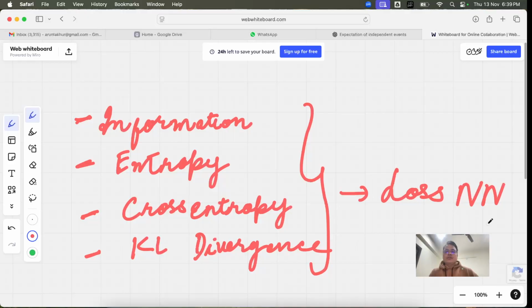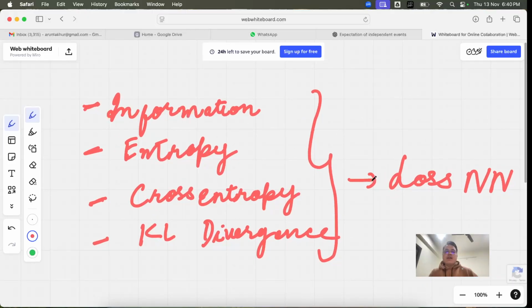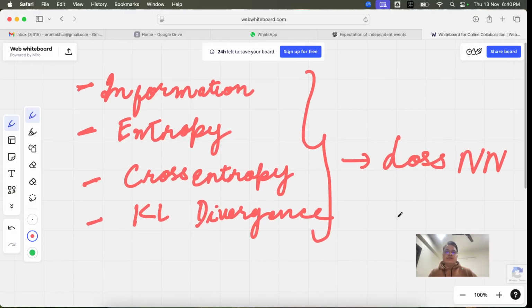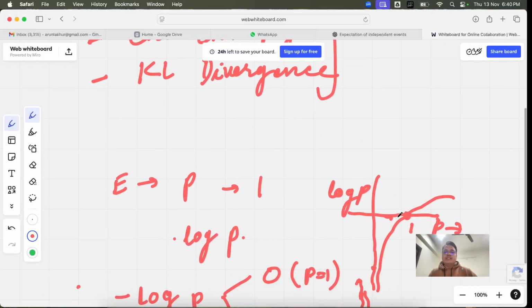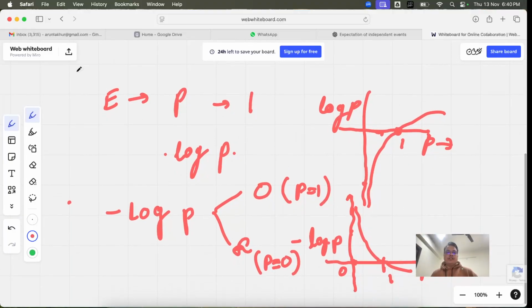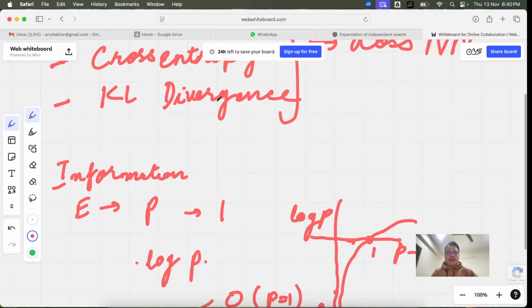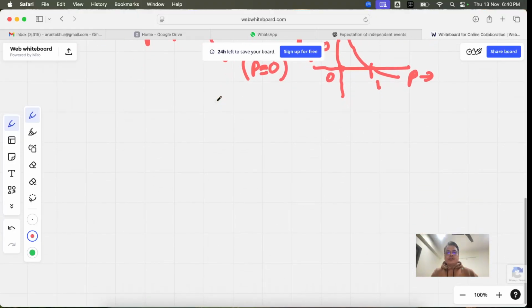We are discussing the loss function of a neural network so far. In the previous videos, I have discussed what we are going to need: these four concepts to find out what a loss function in a neural network actually is. Then we discussed what information is. Please go through my previous videos for that. And in this video, we are going to discuss what entropy is.